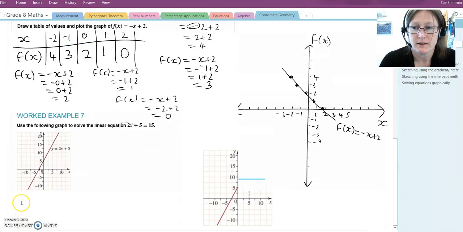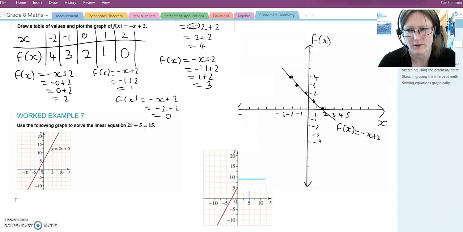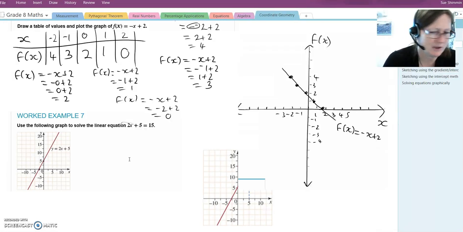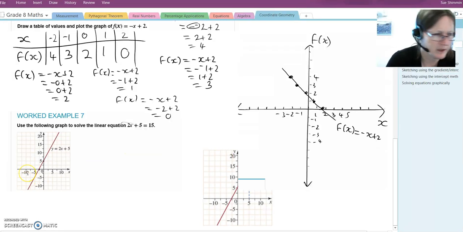Okay, slightly different take, same sort of concept. Use the following graph to solve the linear equation 2x plus 5 is equal to 15. We could solve it using our knowledge of equations and undoing the equations, but this is how we would use the graph. So we rule a horizontal line at y is equal to 15. Where y is equal to 15, we put a horizontal line.